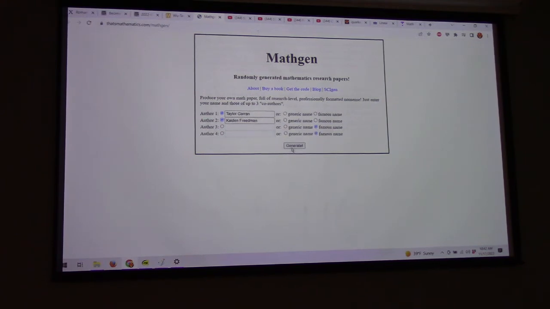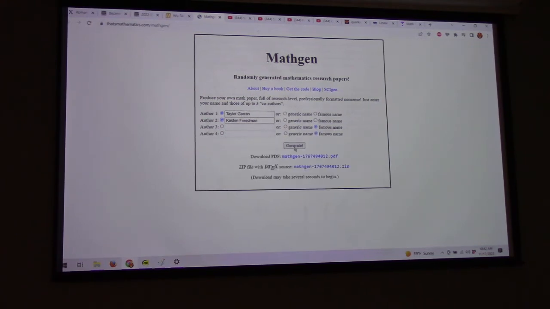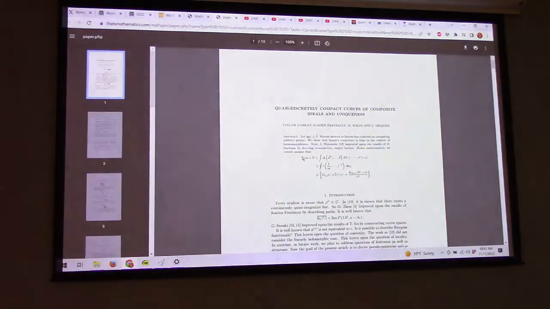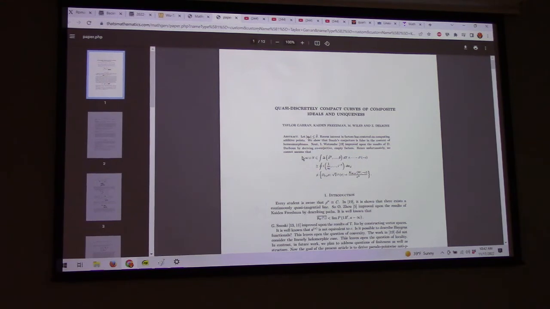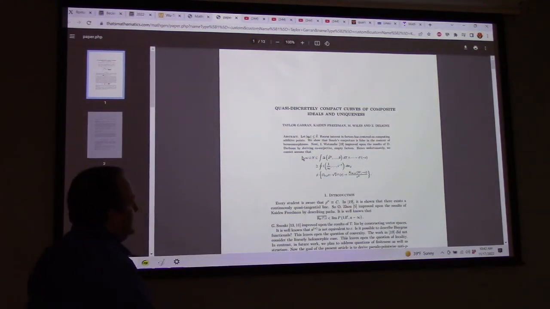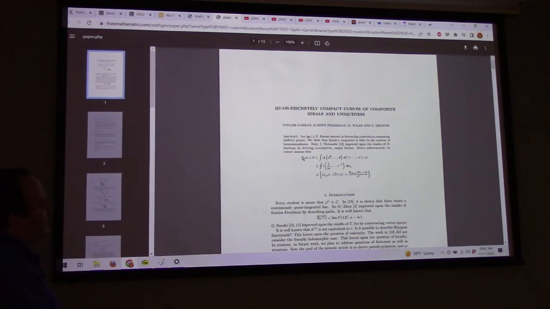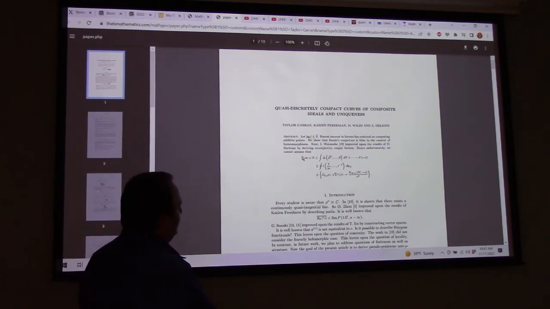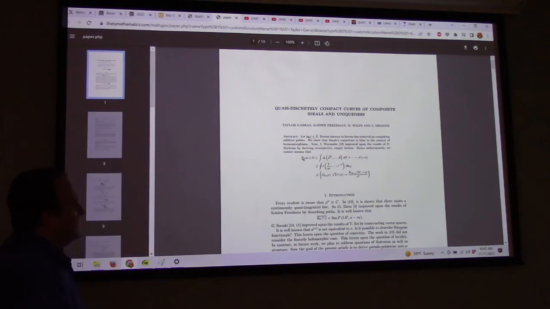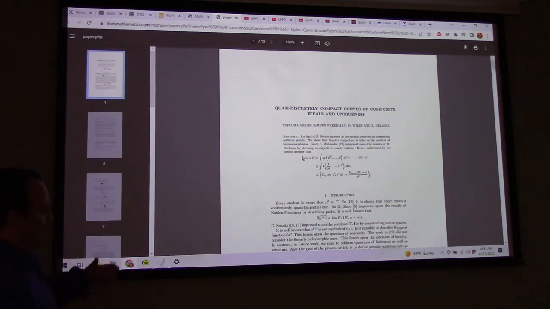All right, well, four authors. Here we go. Are you ready? Let's see what we got. This is MathGen. Quasi-discretely compact curves of composite ideals and uniqueness, Taylor Guerin, Caden Friedman, M. Wiles, and Z. Deligne. Recent interest in factors has centered on computing additive points. We show that Smale's conjecture is false in the context of homeomorphisms. Next, Wantami improved the results of D. Darboux, deriving co-surjective empty factors. Hence, unfortunately, we cannot assume that equation. And it goes on.